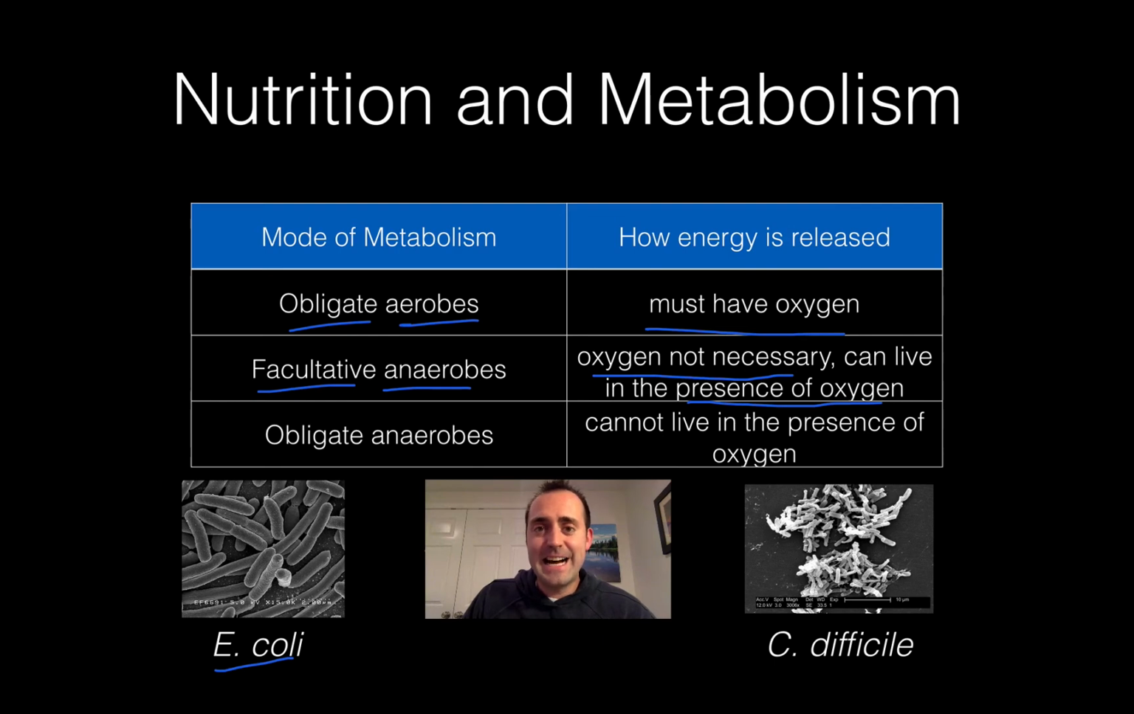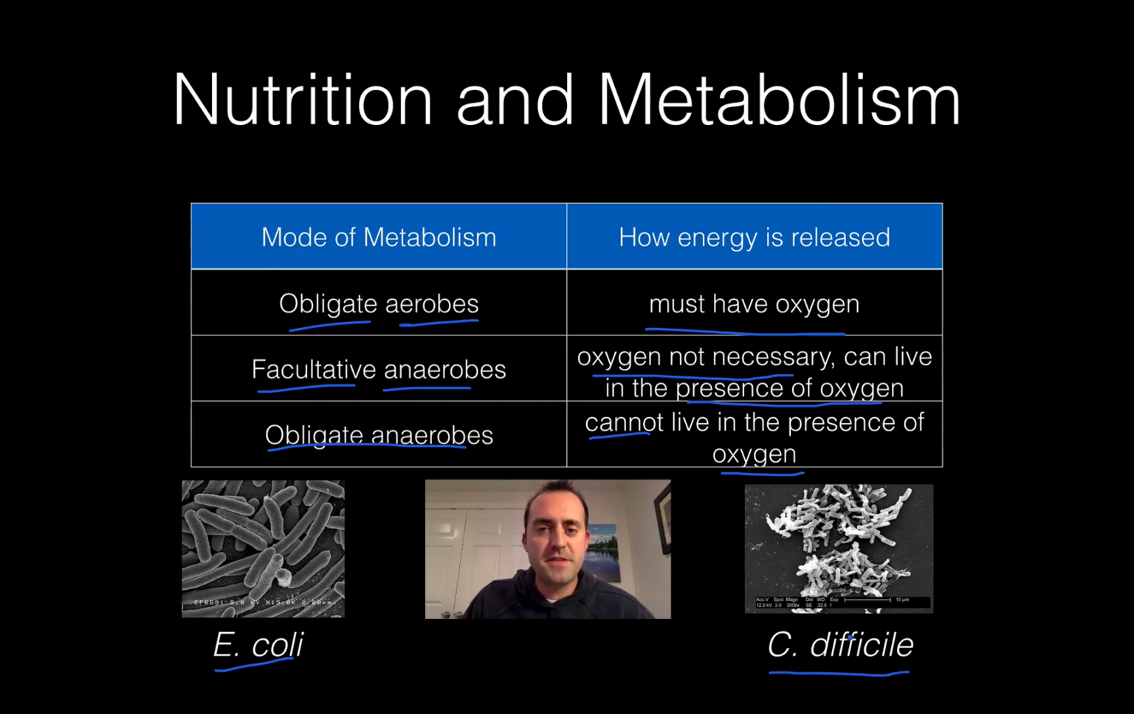It does not need oxygen to survive, but if it's in the presence of oxygen, it's not going to damage its cells. Whereas obligate anaerobes, they cannot. They are obligated to live without oxygen. They cannot live in the presence of oxygen, like this bacteria called C.